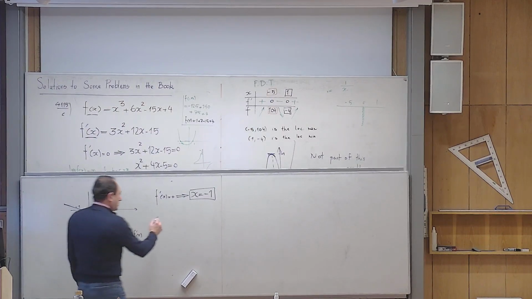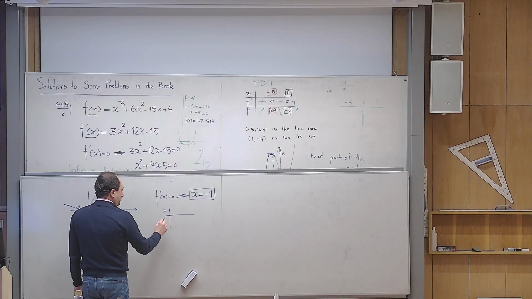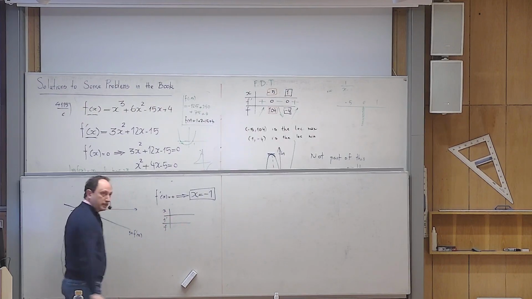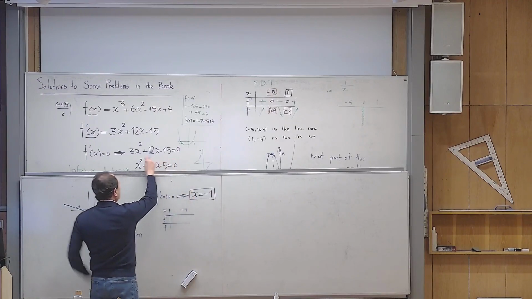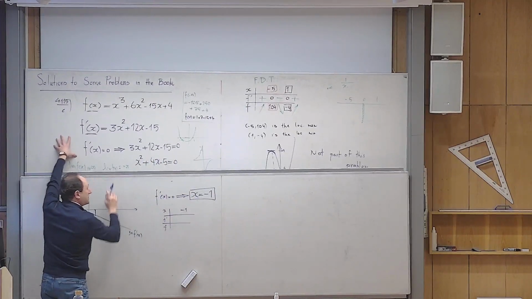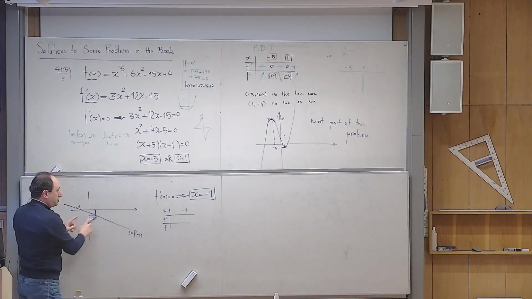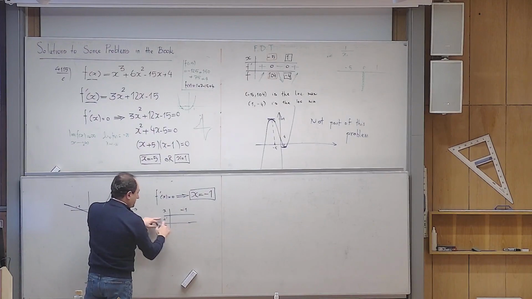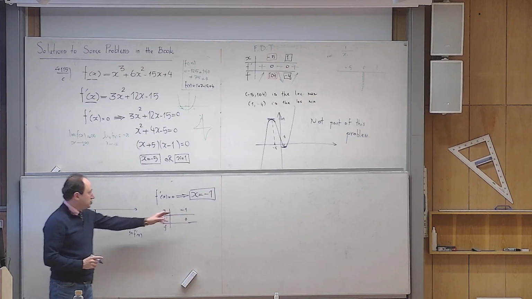Let me just draw the table here for you and you can complete it for me: x, f prime, and f. So I put -1 here as I did in the previous example. I'm doing exactly the same thing as in the previous problem, but sometimes I need to refer to the figure. If I ask you what the derivative is at this point, you know it is 0.